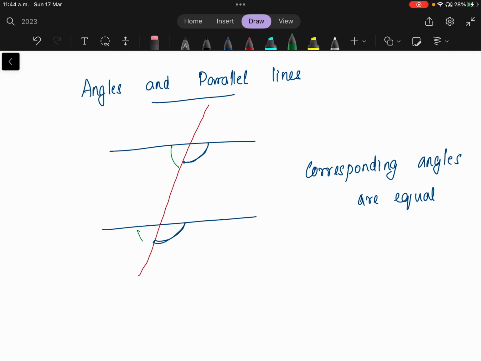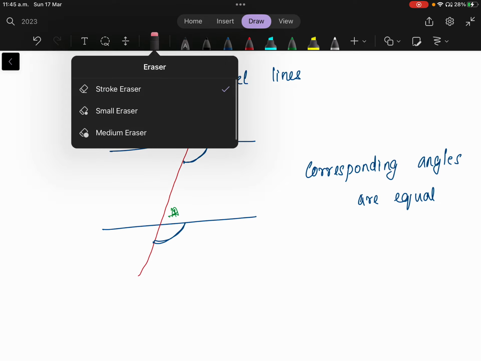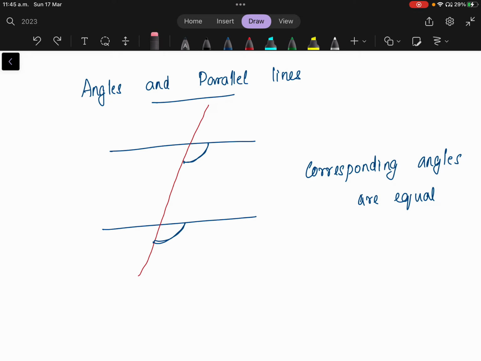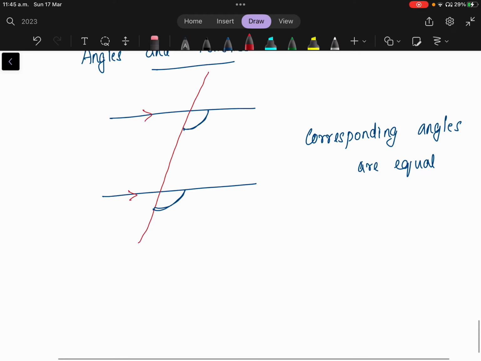Not only these two, there are different types of corresponding angles. So this one and this one is a corresponding angle. This one is a corresponding angle, and this one is a corresponding angle. So there are four pairs of corresponding angles when two lines are cut by an extra line. Remember, these are two parallel lines, cut by a line.